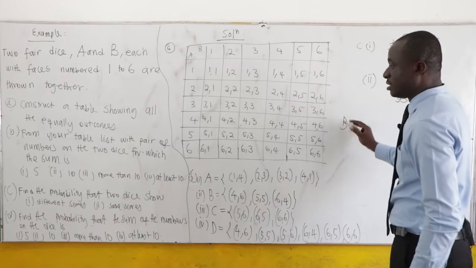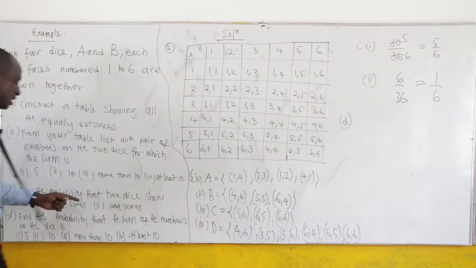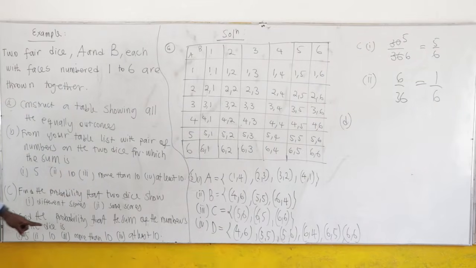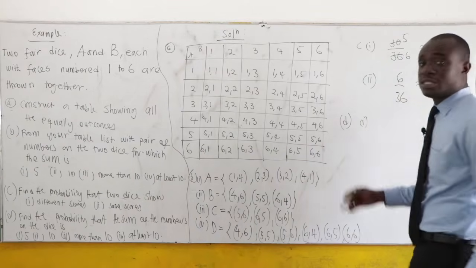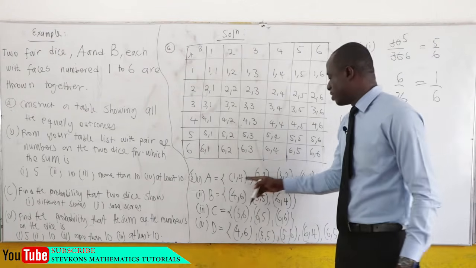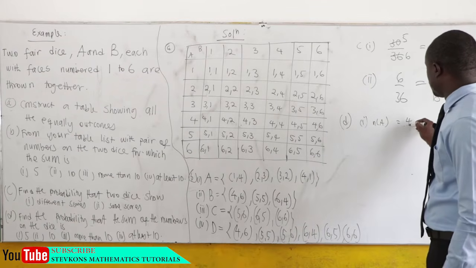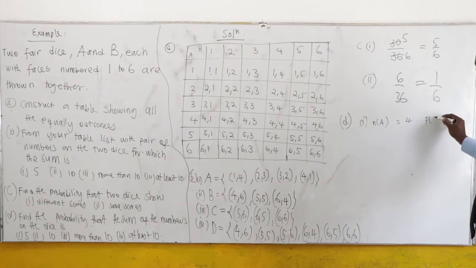Now let's see question D. Question D says find the probability that the sum of the numbers on the dice is (i) 5. That's the first one. We know that probability is number of events over number of sample space. Now what is the number of A? How many elements do you have? 1, 2, 3, 4. So the number of A is 4. So the probability of A will be 4 over 36, which is 1 over 9.